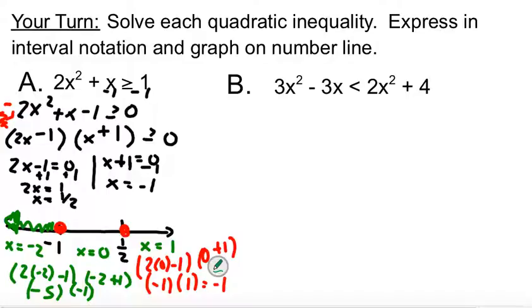So then let's check the last region over there. It's at 1. So for that one, we've got 2 times 1 minus 1, and then we've got 1 plus 1. Well, 2 times 1 is 2, minus 1 is 1. 1 plus 1 is 2. So we end up getting a value of 2. Is 2 greater than or equal to 0? Yes. Okay, so we've got it graphed out there.